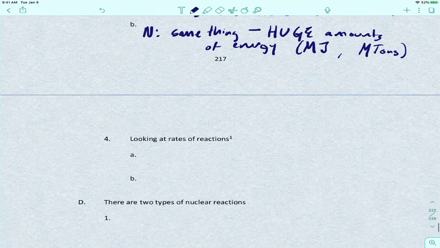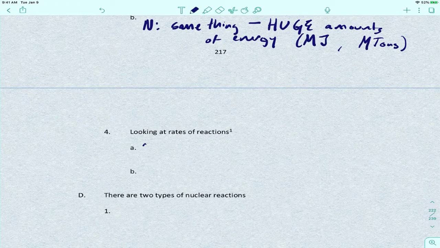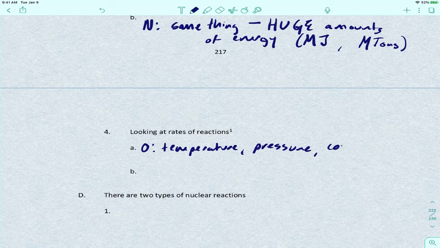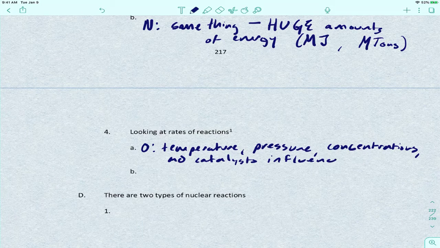What about rates of reactions? For an ordinary reaction, temperature, pressure, concentration, and catalysts all influence the rate of a reaction. For a nuclear reaction, not affected.